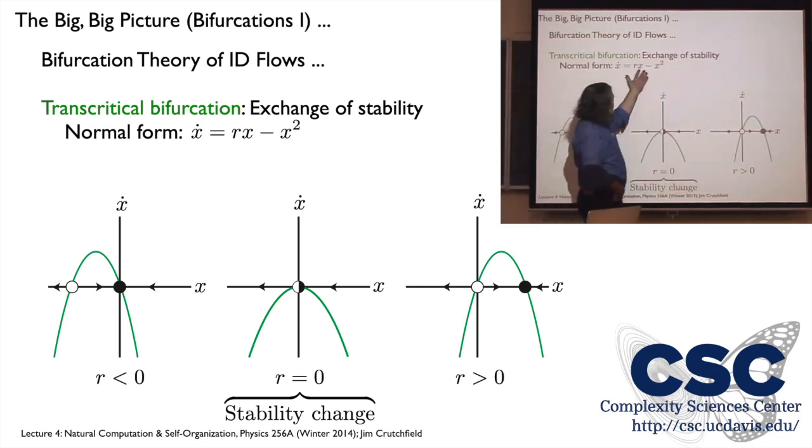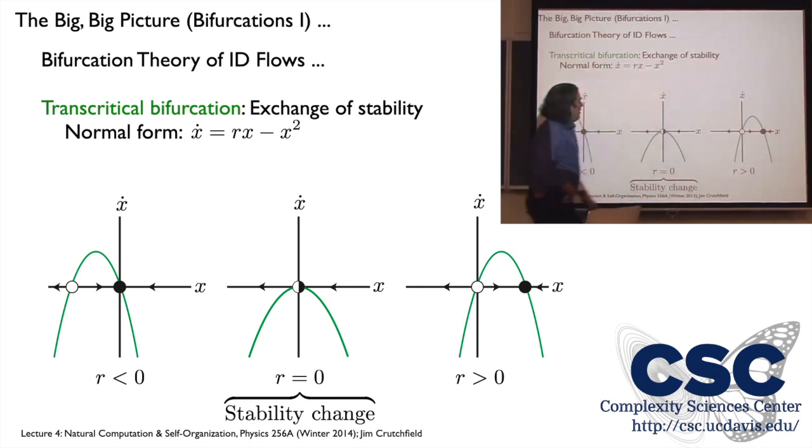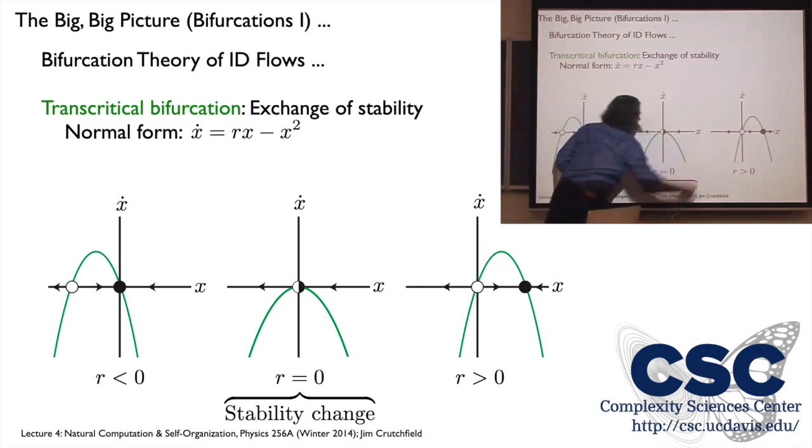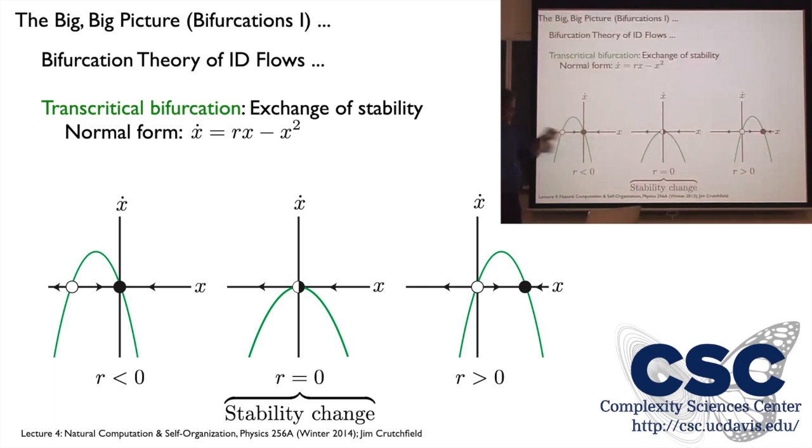Now, looking at the right-hand side, we know that for all r values, since x occurs in both terms, the origin is going to be a fixed point. x equals 0, x dot is always going to be 0. So that's always going to be there. Now, graphically, what's going on? It's a little more work to think about why. For all r values, the origin is going to be a fixed point, so whatever this function is here, it's got to pass through the origin.